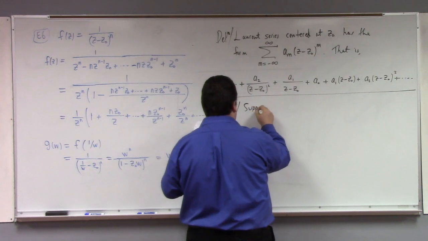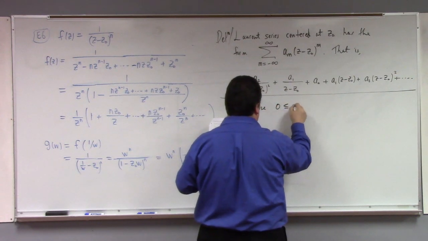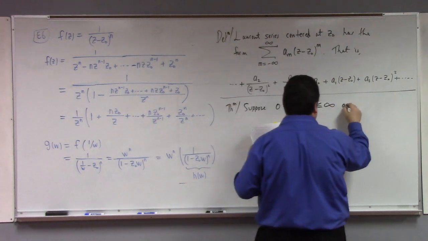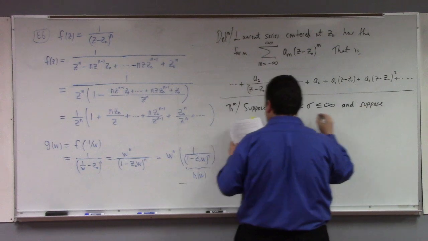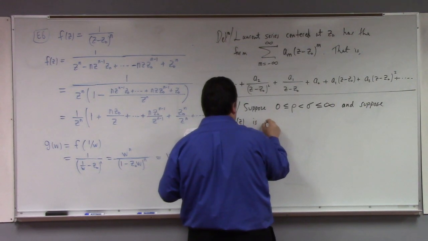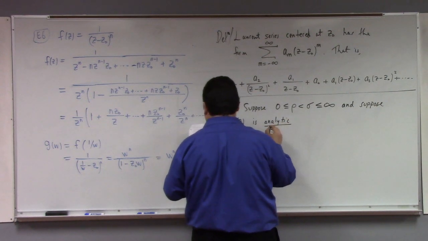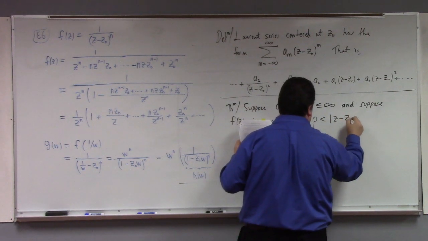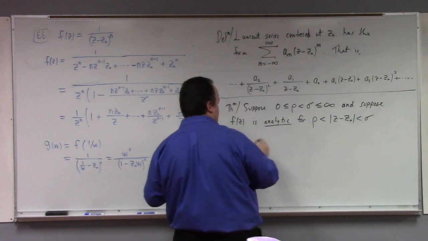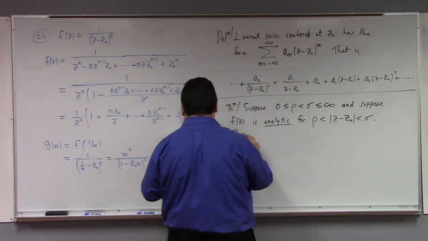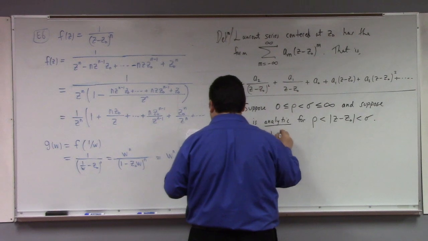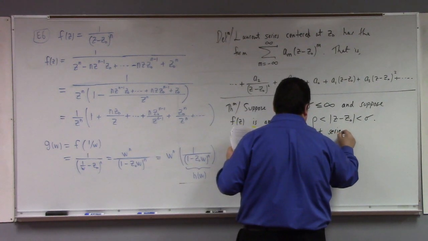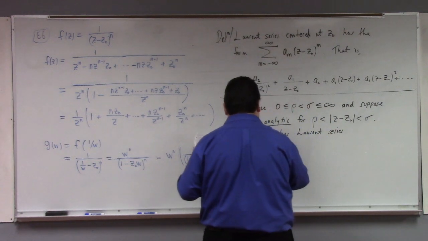Here's the deal. Suppose 0 is less than or equal to rho, which is less than sigma, which is less than or equal to infinity. And suppose f of z is analytic for rho less than the modulus of z minus z naught less than sigma. Then f of z has a Laurent series representation.